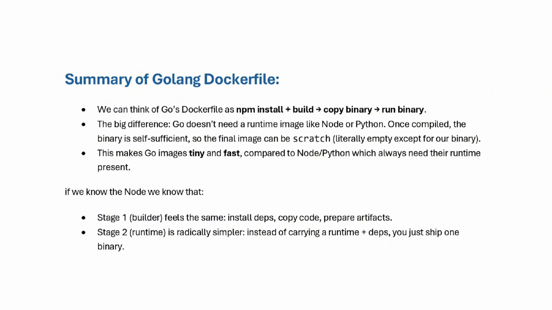If we know Node, we know that stage 1 was the builder. That feels the same: installing the dependencies, copying the code, preparing the artifacts. Stage 2, the runtime, is radically simple. Instead of carrying a runtime plus dependencies, we just ship one binary. That was about the Go language Dockerfile and comparing it with the Node.js Dockerfile.